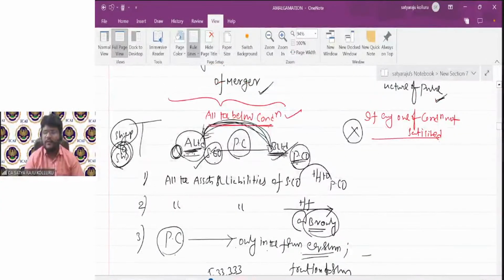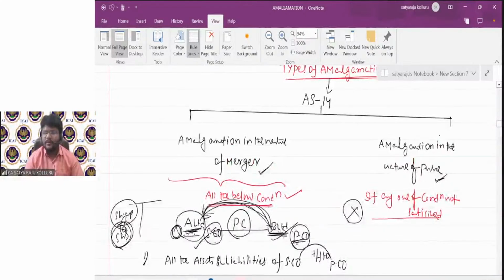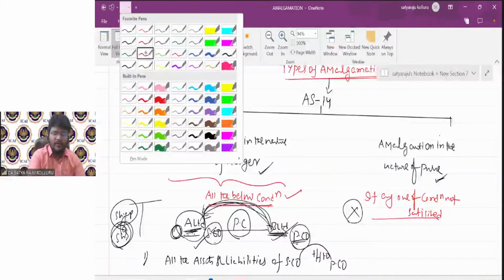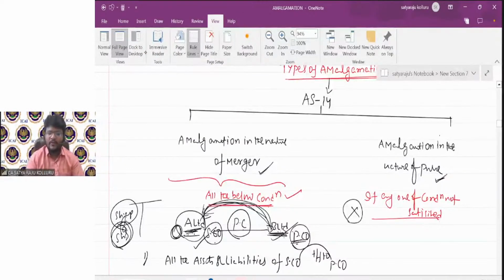If any one of the conditions is deviated, then the amalgamation is in the nature of purchase. We already saw that if the amalgamation is in the nature of merger, then the method of accounting treatment we follow is the pooling of interest method. Am I right? Pooling of interest method. If the amalgamation is in the nature of purchase, then the method of accounting treatment we follow is the purchase method. So we saw such things as well.